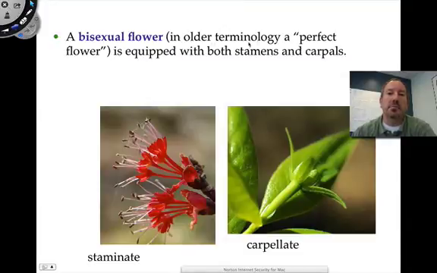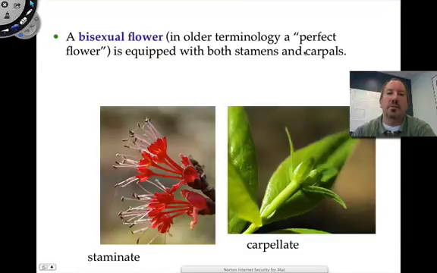So botanists used to call flowers that had both male and female structures on them perfect, but that gives a subjective approach to something. Plants that don't have stamens and carpels on them are considered to be imperfect. That's kind of a little harsh when those plants are doing quite fine on their own.